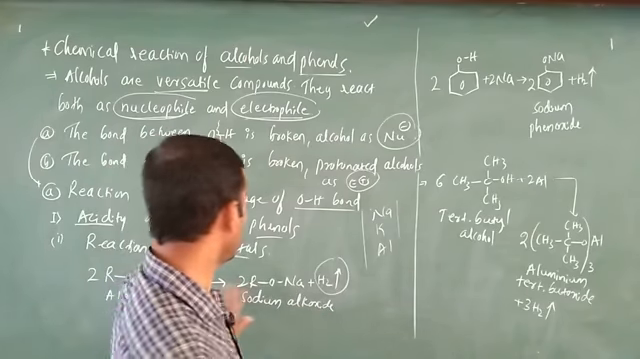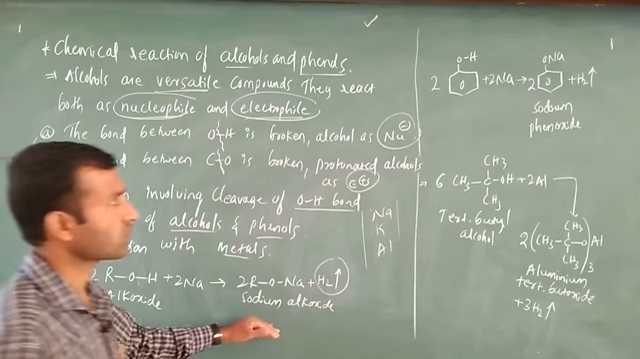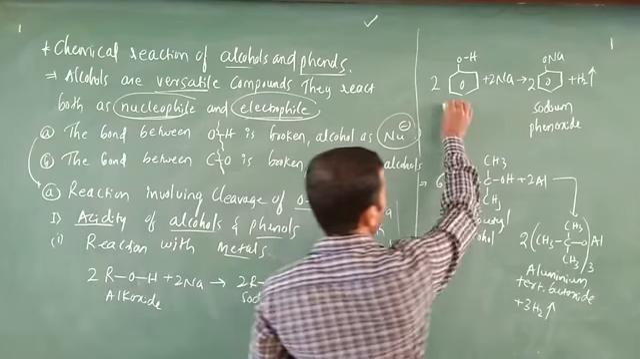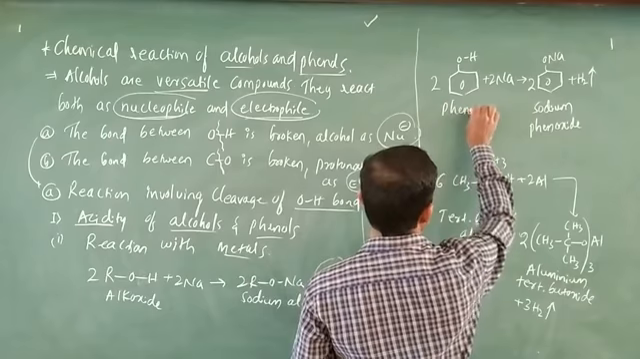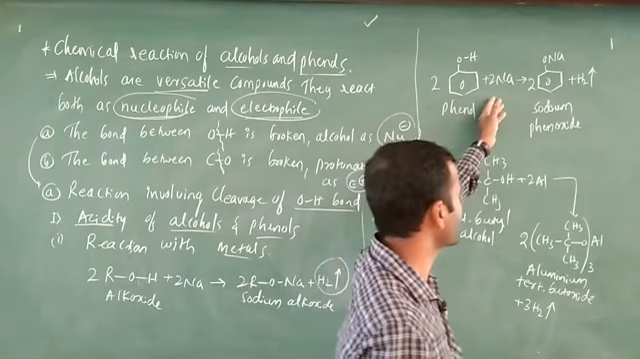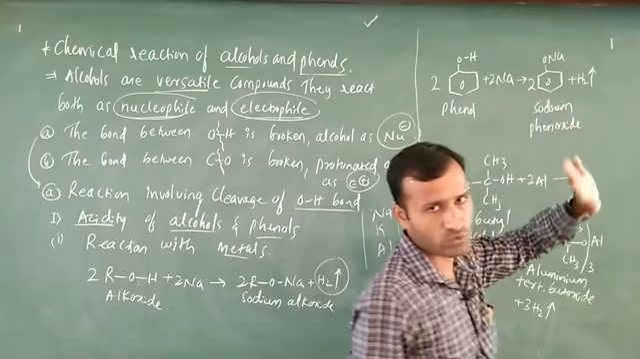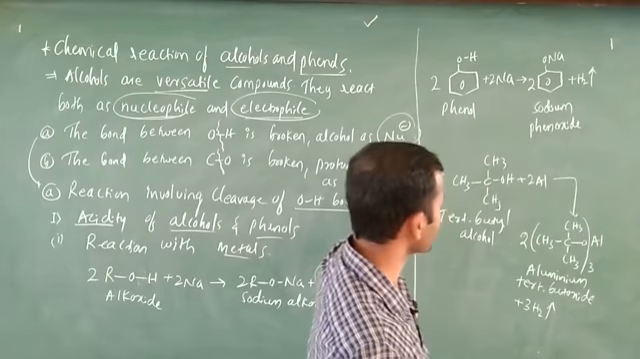This reaction is completed, the alcohol is converted into sodium alkoxide. Next, phenol is the starting material. Phenol can react again with sodium. Sodium is also an active metal. There is a formation of sodium phenoxide plus release of hydrogen gas. This one is the second reaction.